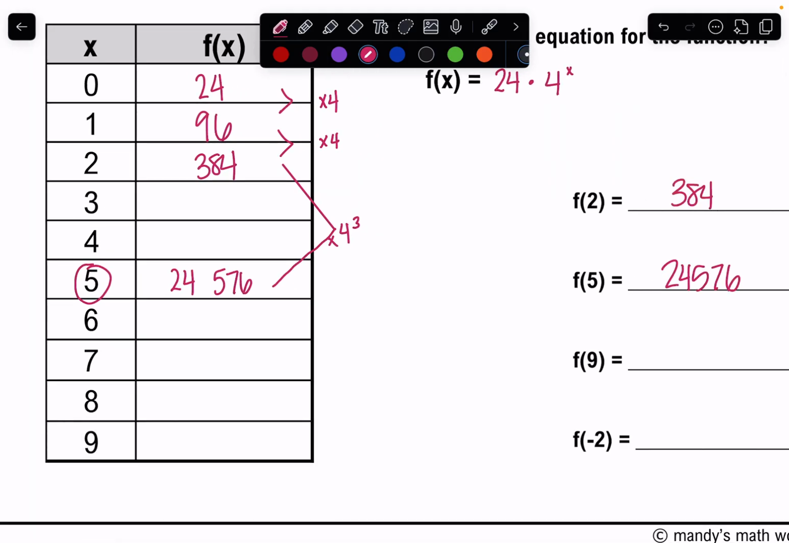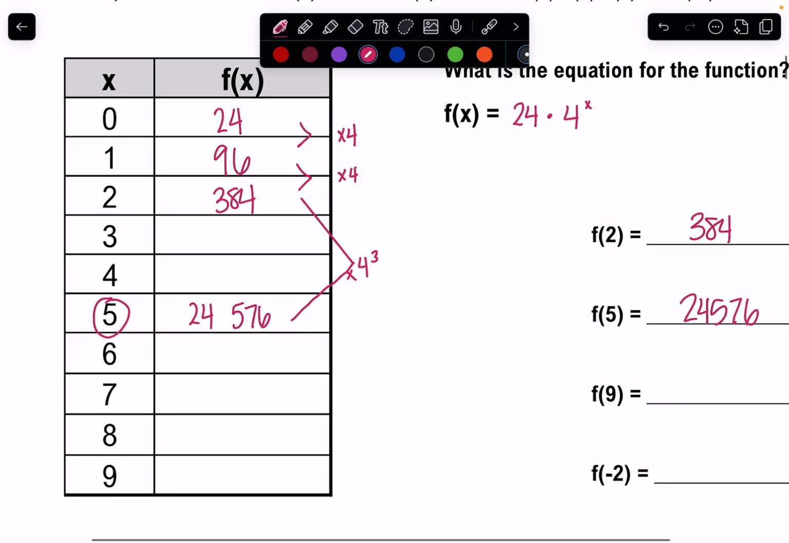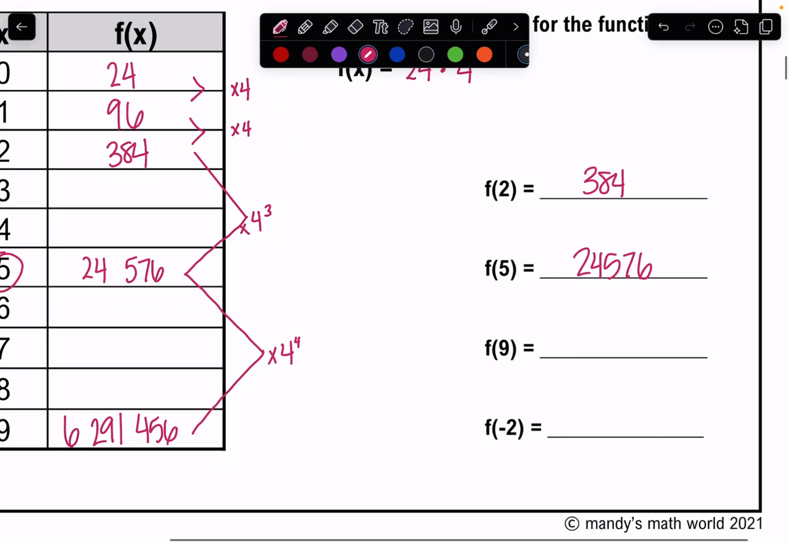Okay, then if I wanted to find f of 9, I would multiply by 4 once, twice, 3 times, 4 times. So again, I could multiply by 4 to the 4th power. I get a super large number. We are in the millions. 6,291,456 would be my answer.